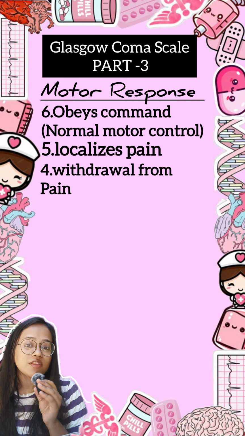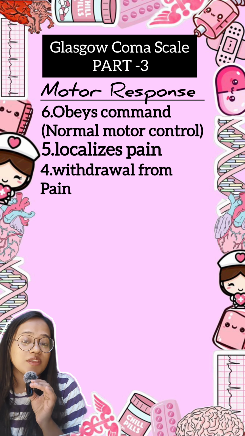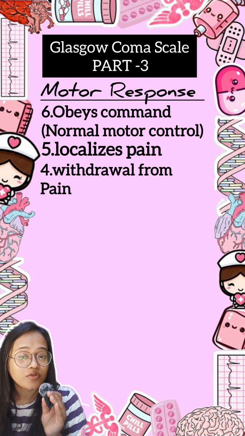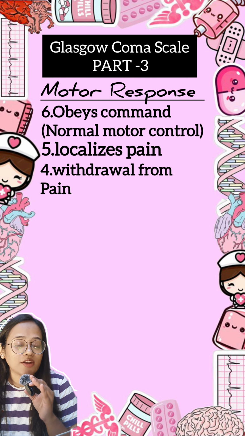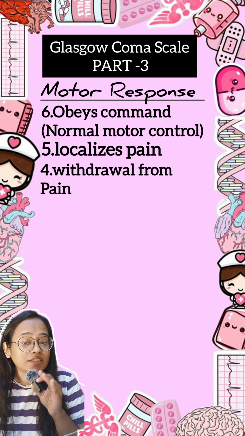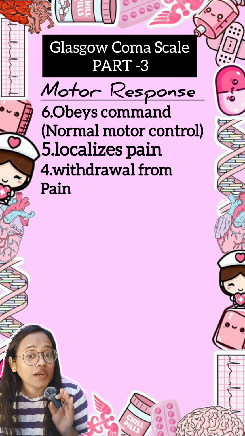Coming to score 4. Score 4 is given when the patient withdraws from pain. In this, the patient pulls back their limb when the pain is applied. Here, the movement is not purposeful and not directed towards the pain. The patient moves the hand or leg away from the pain but does not try to stop it, does not try to push your hand, does not localize the pain.